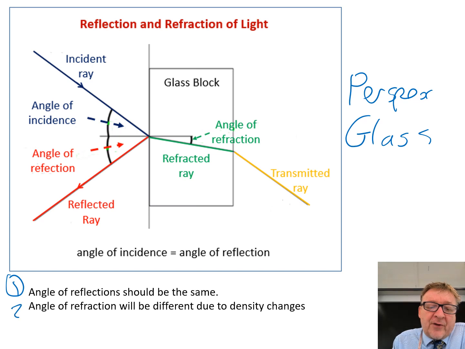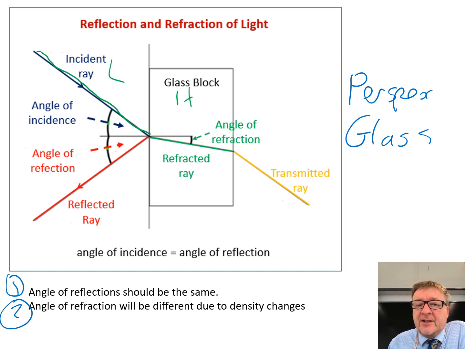Your angle of refraction will be different due to density changes, because what is happening here is your incident ray is coming in, and then it's going from a low density to high density, and it refracts. And because glass and perspex have got different densities, the angle of refraction will then be different. So you've got to make sure that you're doing it as accurately as possible so that you can see the difference between them.